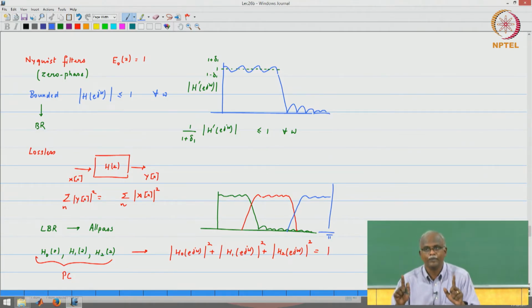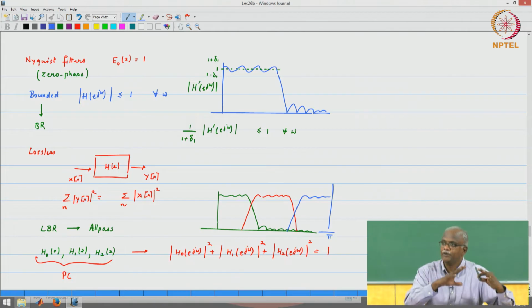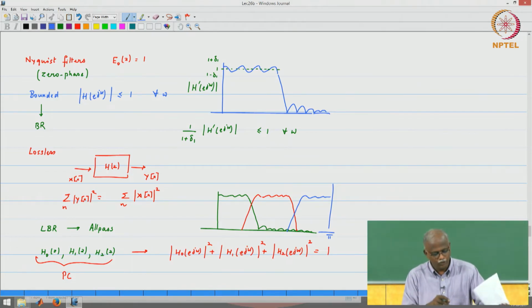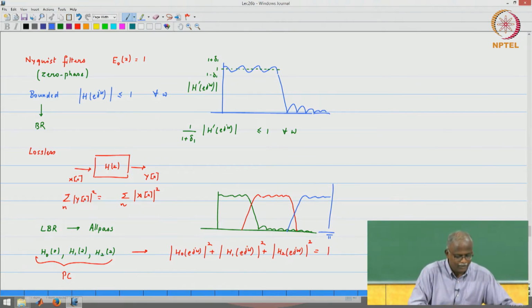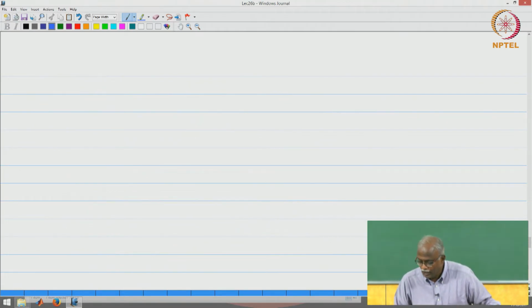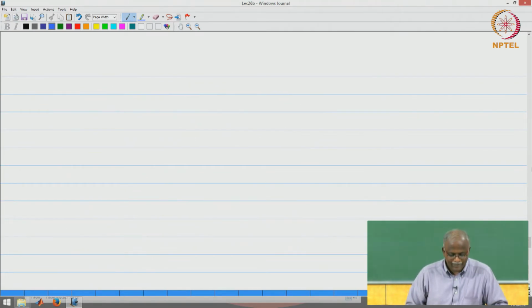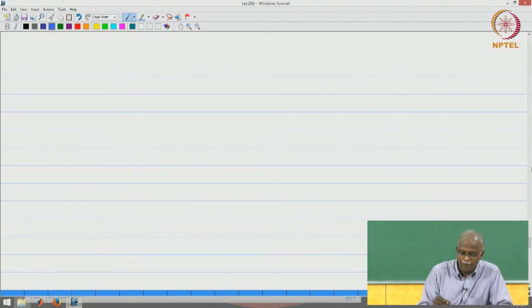And of course we are very interested in the case where you have two power complementary functions, because we are looking at the two channel case, because we want to preserve the signal everywhere between 0 and pi, one of the filters being low pass, the other filter being a high pass. Okay, so this is a quick run through of the key elements that we have discussed in the last lecture. Now we will spend the next 10 minutes or so looking at the all pass decomposition.